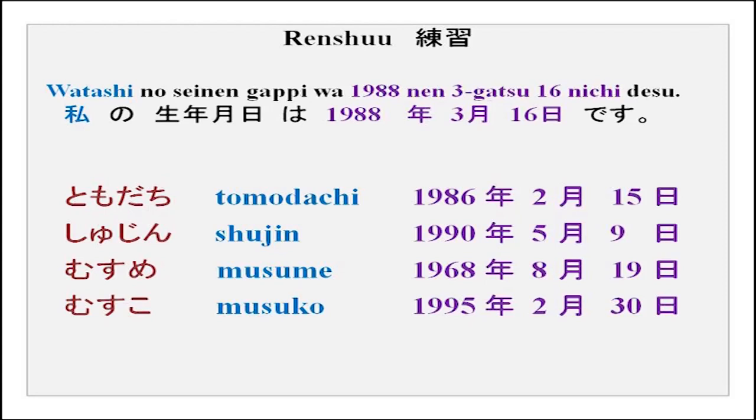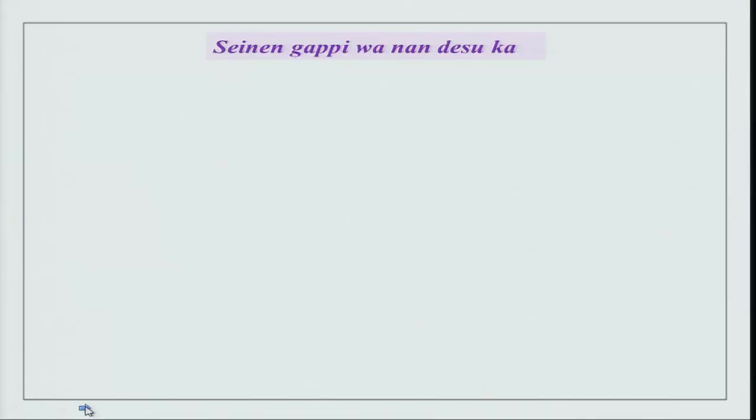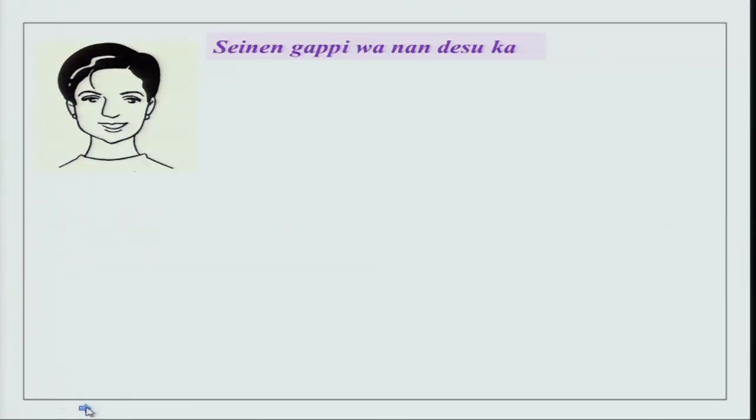You can ask with ka. So, you can practice musume no seinen gappi wa 1990 nen 5 gatsu 9 desu. Tomodachi no seinen gappi wa 1986 nen 2 gatsu 15 nichi desu. Also, look at these pictures and tell me what is the date of birth. You can name these people. Could be Tanaka-san. Tanaka-san no seinen gappi wa nan desu ka? Tanaka-san no seinen gappi wa 1989 nen 4 gatsu 15 nichi desu.